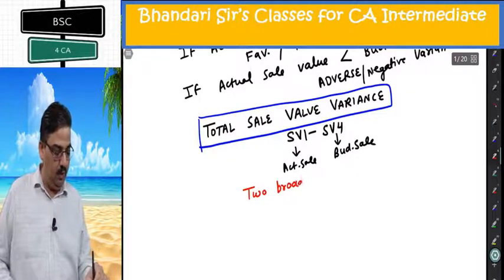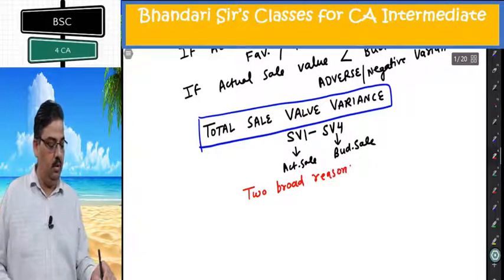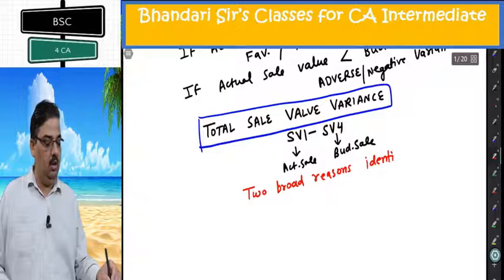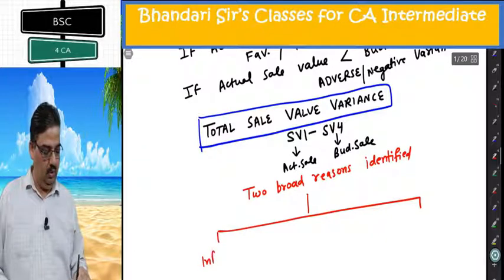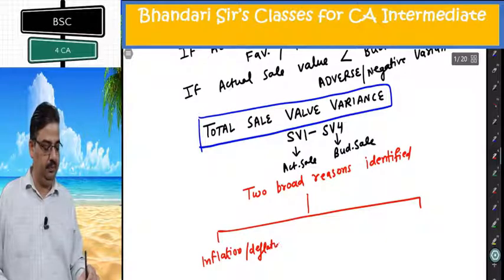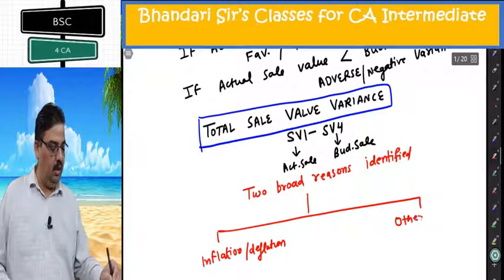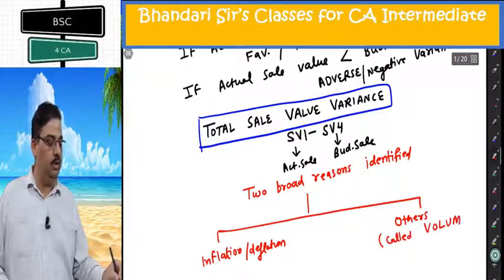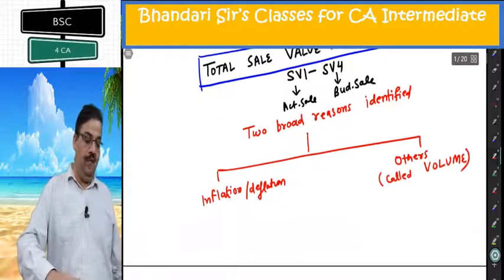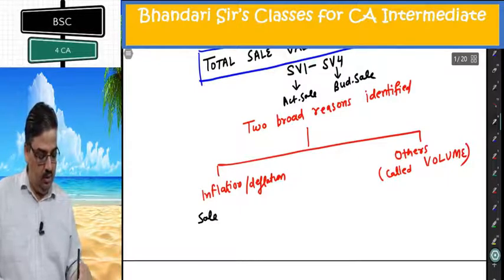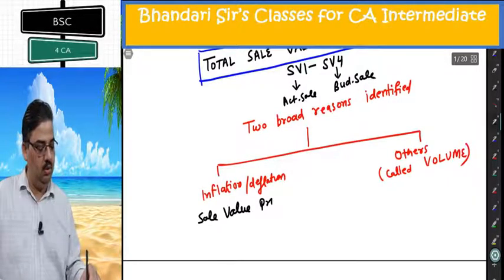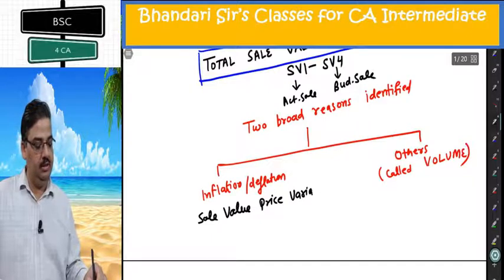2 broad reasons identified: inflation, deflation, others called volume reasons. Inflation, deflation is indicated by what? Sale value price variance.